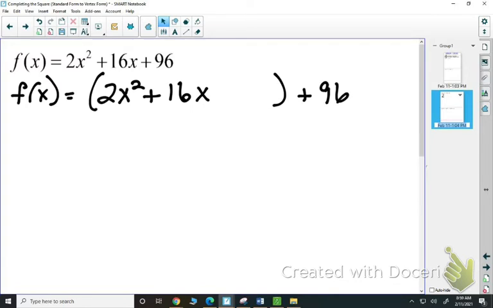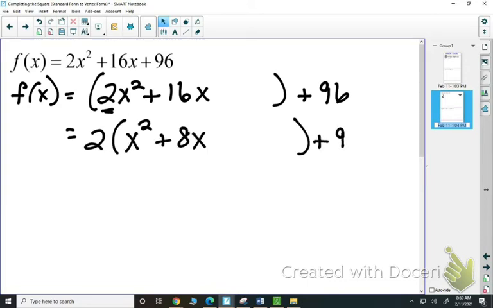Now if you have a lead coefficient other than 1, what you want to do is factor it out. So if I have a lead coefficient in this case of 2, I'm going to factor out the 2, and I'm left with x squared plus 8x, and then I still have that 96 out there. I'm not going to factor the 2 out of the 96. I'm going to keep that be.